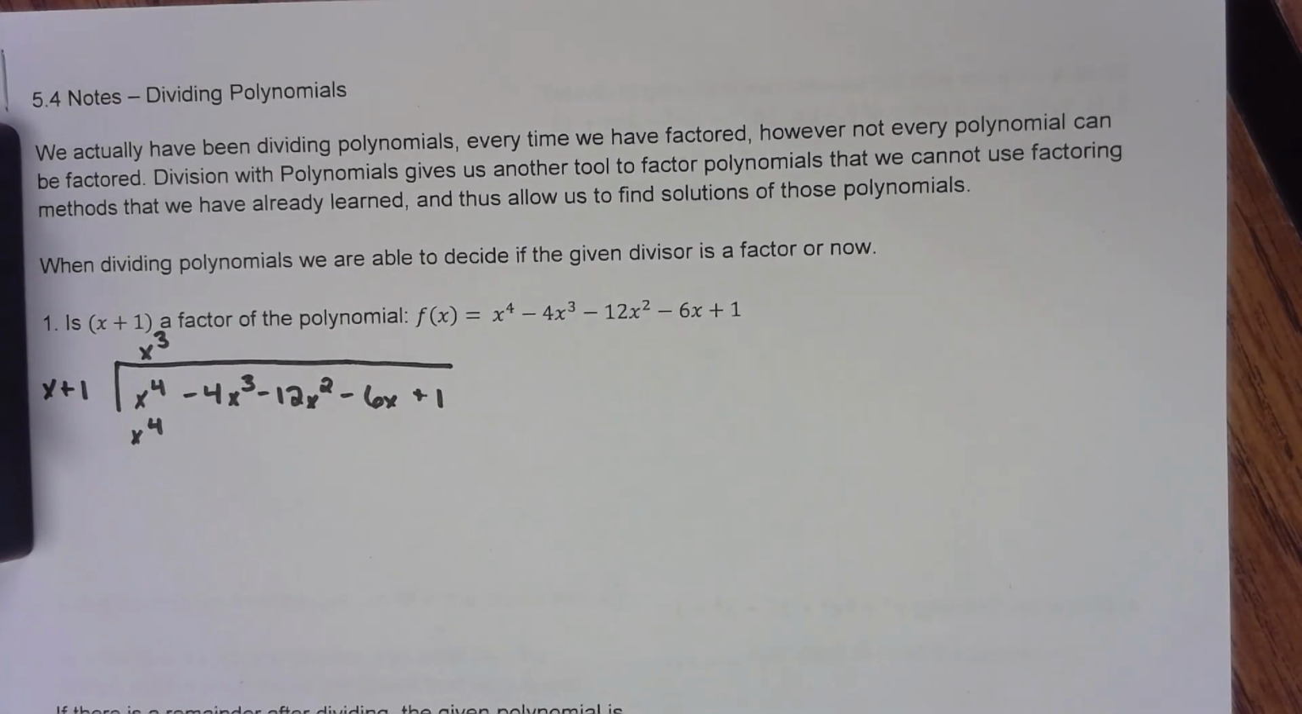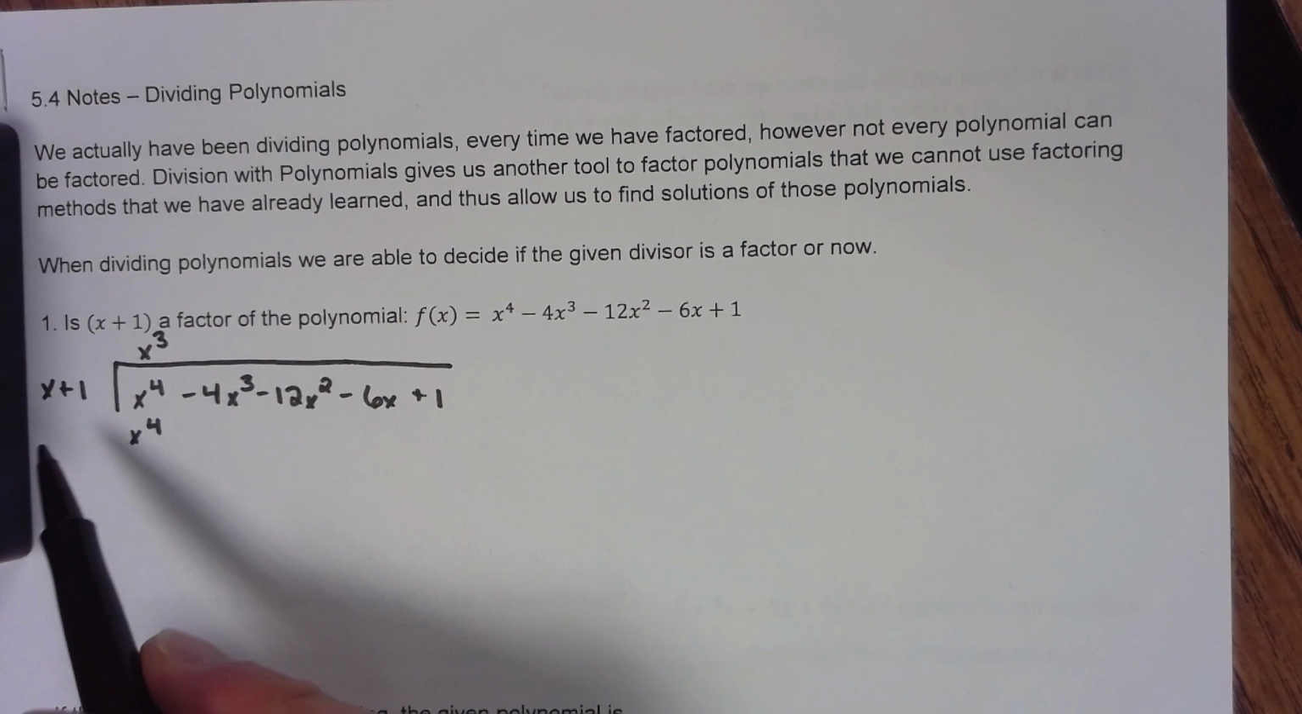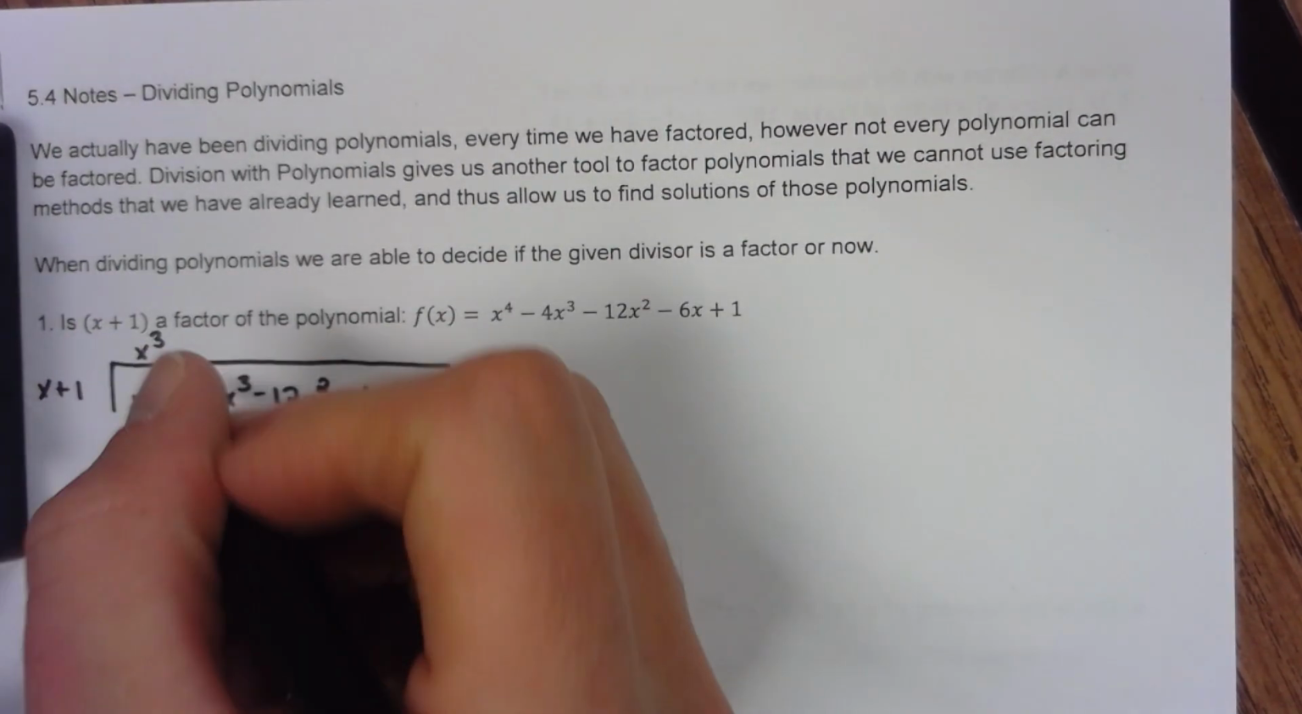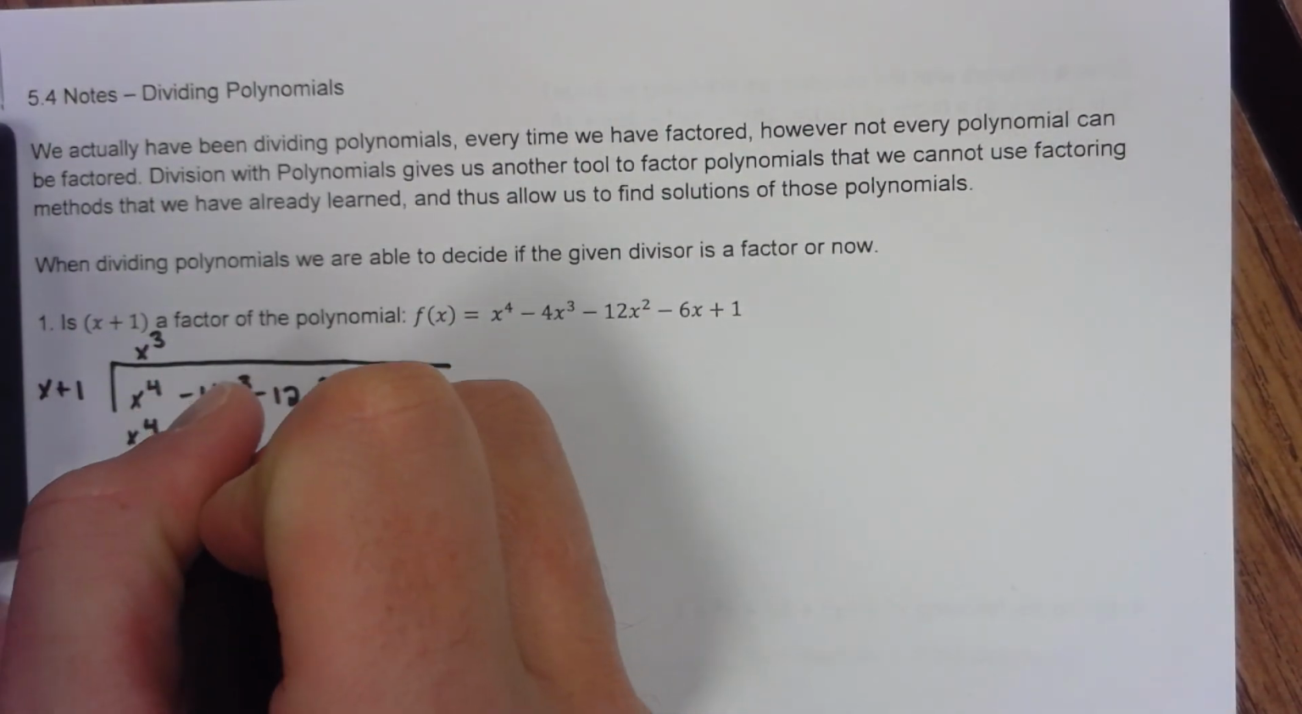That was our first priority, to get that x to the fourth, so it'll subtract away. But that x cubed also needs to multiply to this positive 1 right here. So x cubed times positive 1 gives me a positive x cubed.